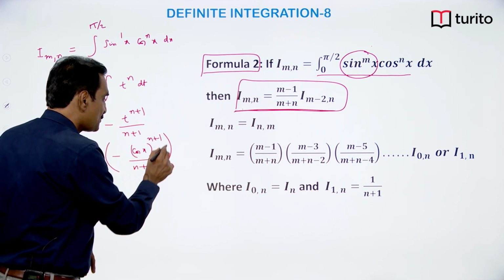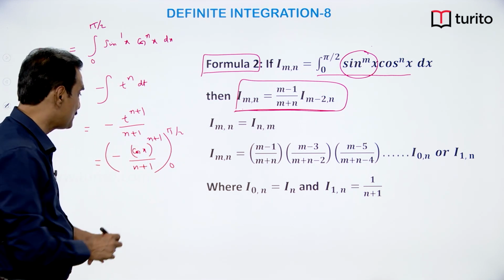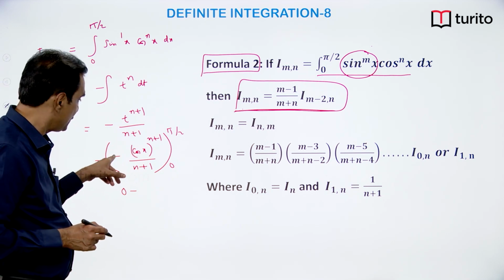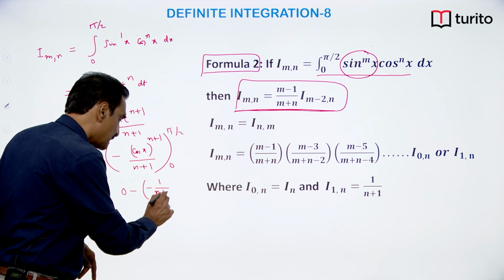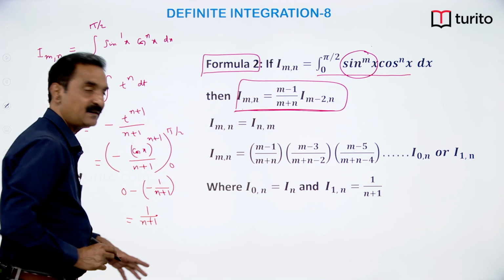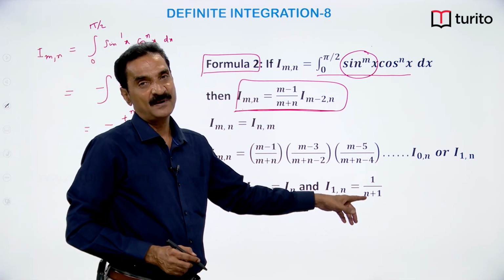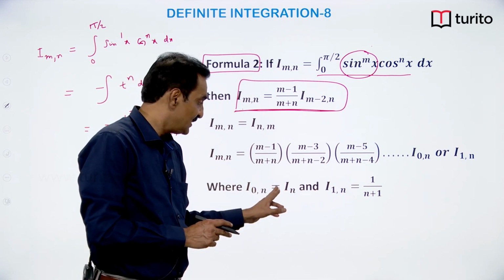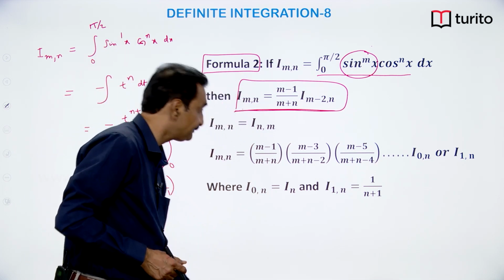Now if you substitute the limits, the upper limit pi by 2 gives 0, minus, substitute the lower limit, you will get minus 1 by n plus 1. So you will get 1 by n plus 1. So if you get I 1 comma n, you will write 1 by n plus 1. If you get I 0 comma n, you will use the previous reduction formula. Now let us see some problems.